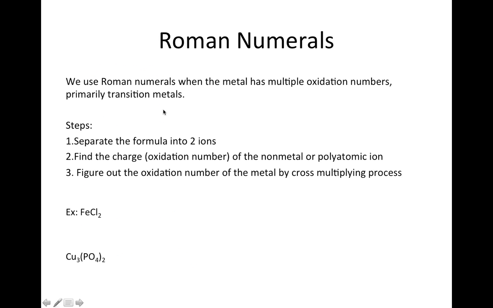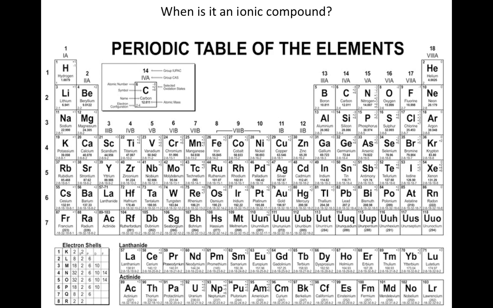Okay, now let's go to the harder case where we have to use Roman numerals. When do we have to use Roman numerals? Well, we have to use them if the metal has multiple oxidation numbers, and this is primarily for transition metals. How do you know if the metal is a transition metal? When we go to the periodic table of the elements, these metals in the midsection of the periodic table are called transition metals, and as you can see, they have multiple oxidation numbers. And for them, we will need to write a Roman numeral representing the oxidation number used in the formula. For example, vanadium, chromium, iron, which we will see a lot of times, cobalt, etc.